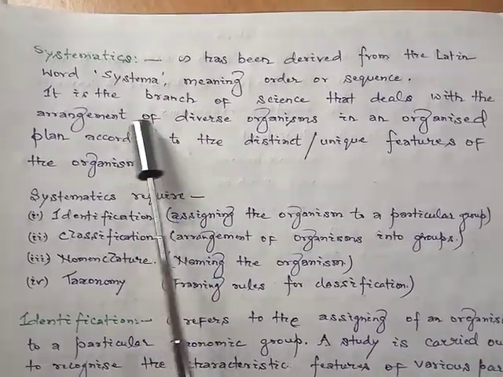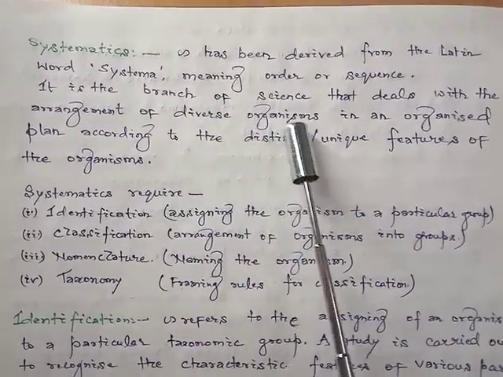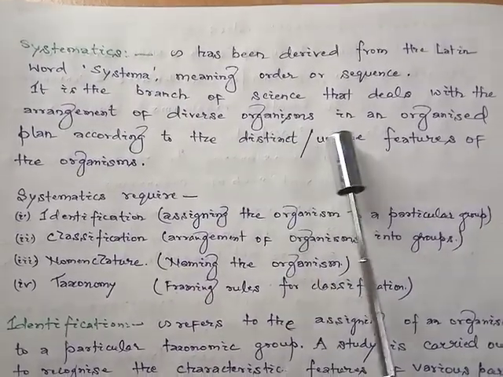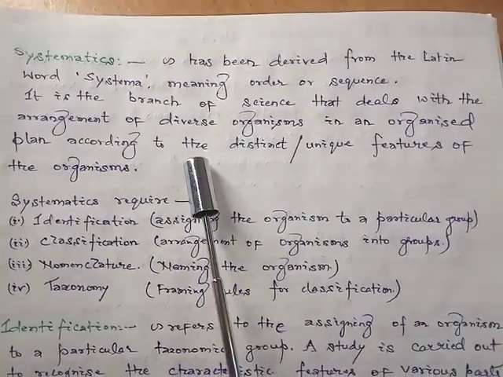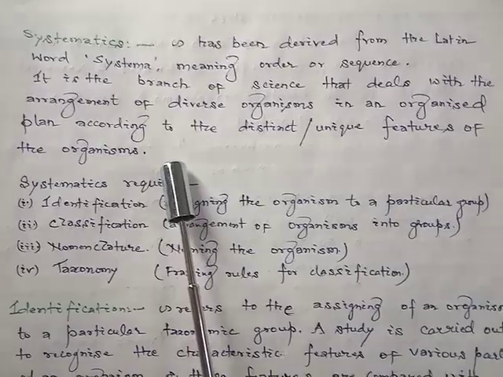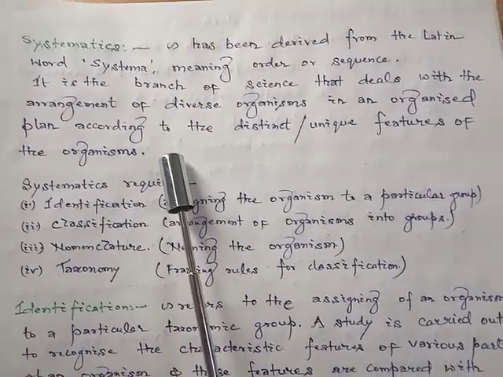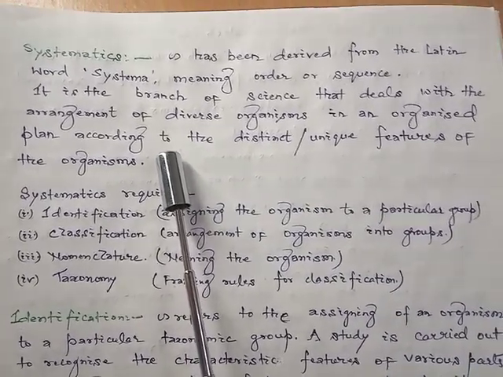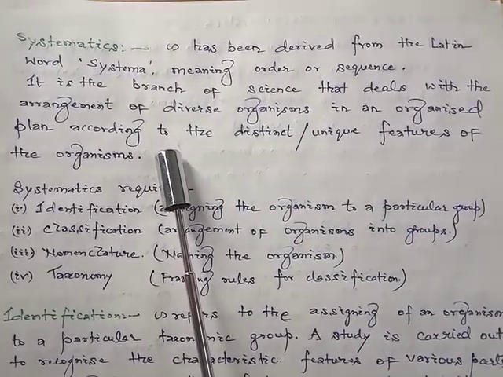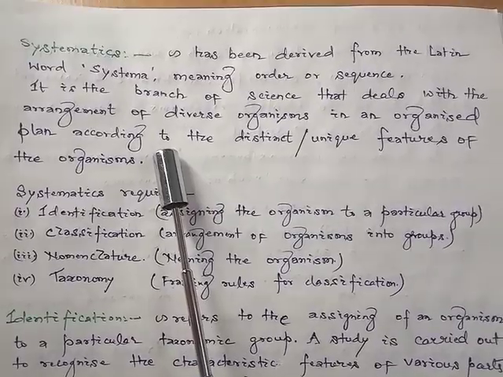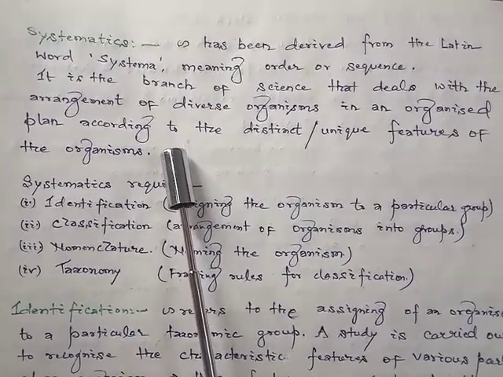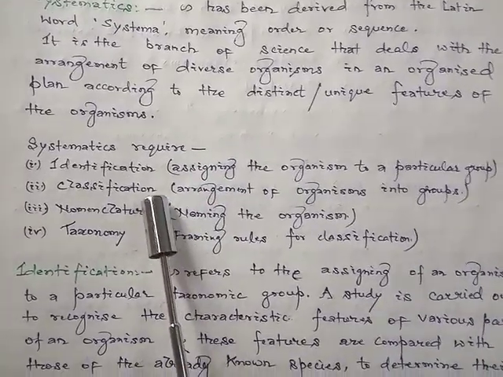sequence. So it is the branch of science which deals with the arrangement of diverse organisms in an organized plan according to the distinct or unique features of the organisms. So systematics is a special branch within that. It is the arrangement of diverse organisms in an organized plan according to their unique features present within the living forms. What does systematics require?